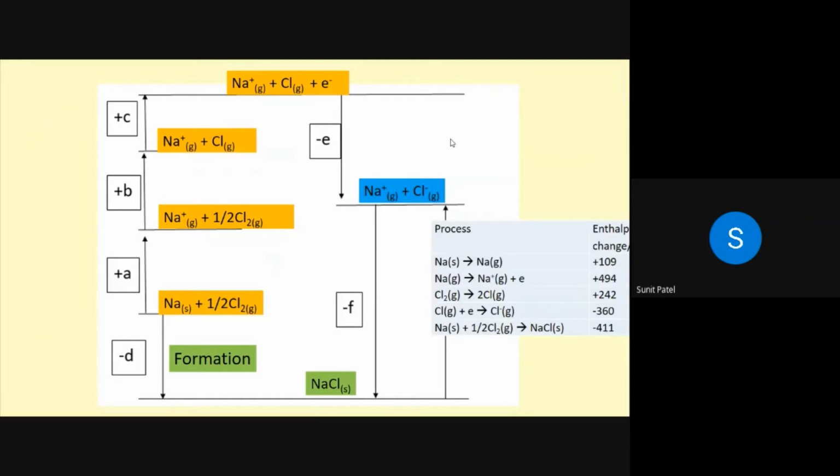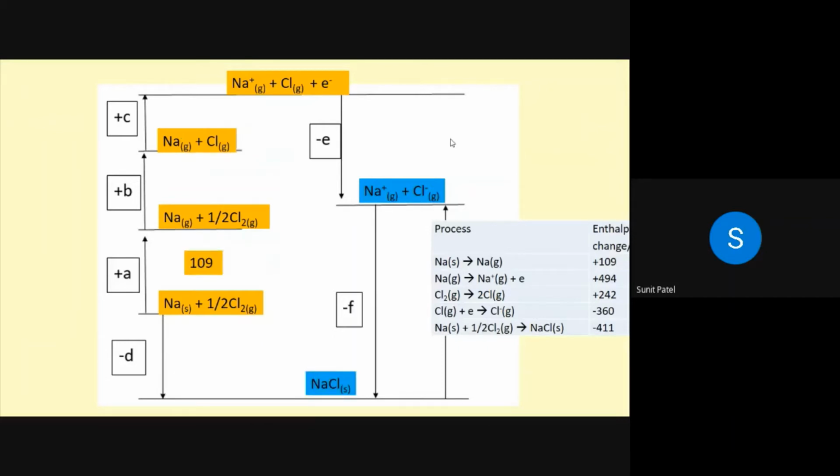So let's go ahead and start inserting those numbers in and calculating these numbers as well. Be careful with the definitions. Make sure it fits the bill. You've got to look at what's in the table to make sure you know what's going on. So first of all, sodium solid goes to sodium gas. That's per mole, that's 109. Let's go ahead, put that number in, 109.